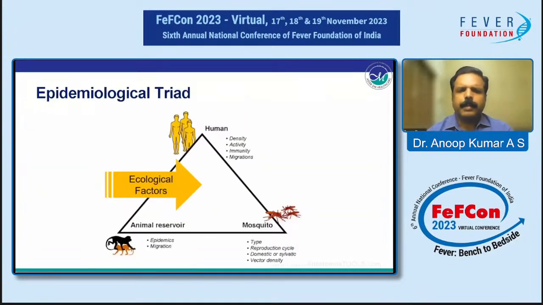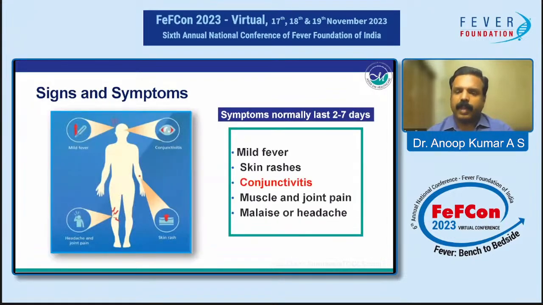The epidemiological triad: from humans to mosquitoes, and there may be an animal reservoir also. There are many ecological factors which can trigger an increase in the number of cases. The symptoms I have already told. It will last for 2 to 7 days: mild fever, skin rash, joint pain, malaise, headache, etc. Conjunctivitis incidence will be slightly more than in dengue and chikungunya.